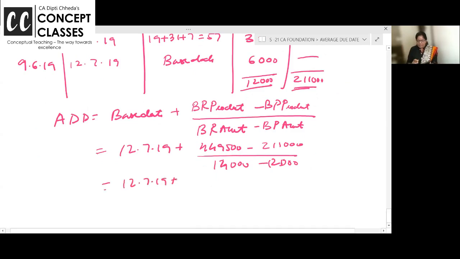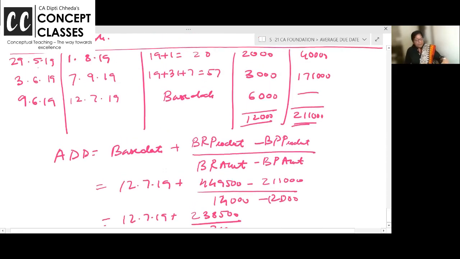So 12 July 19 and this 449,500 minus 211, 238,500 divide by 2,000. Denominator is coming wrong. Why? Oh, sorry. This is 11,000.